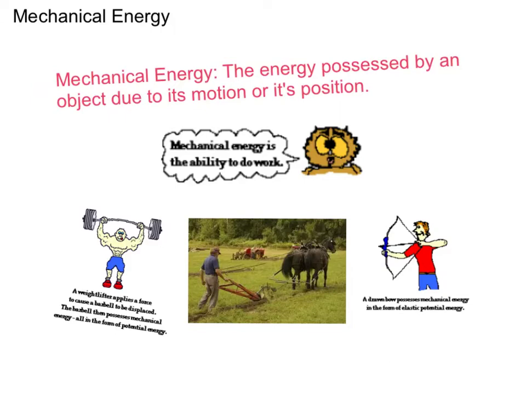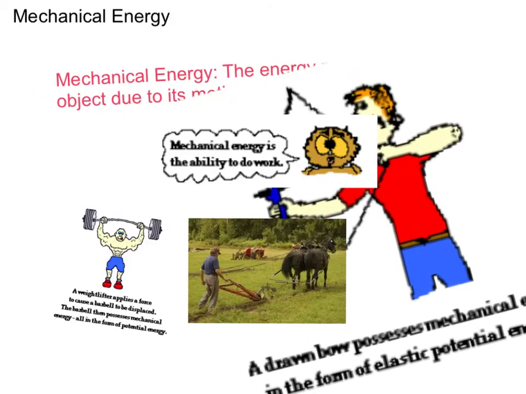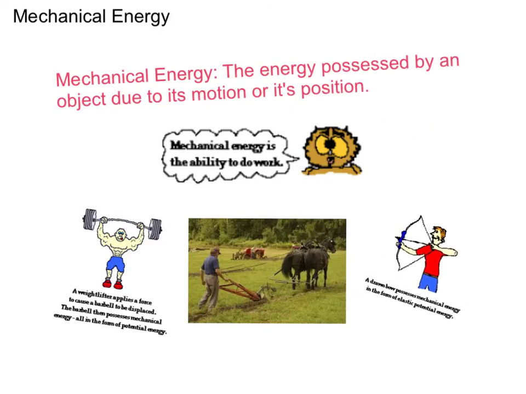A moving car possesses mechanical energy due to its motion. A moving baseball possesses mechanical energy due to both its high speed, in the form of kinetic energy, and its vertical position above the ground, in the form of gravitational potential energy. A drawn bow possesses mechanical energy due to its stretched position. We call that elastic potential energy.